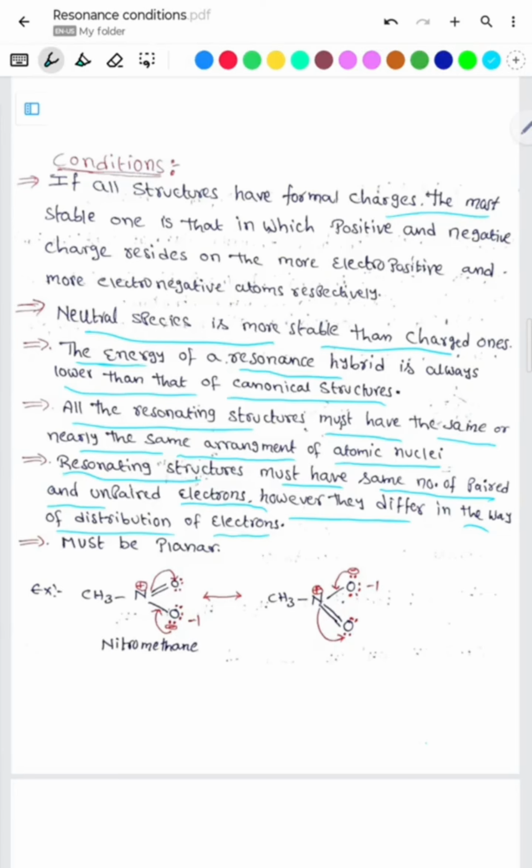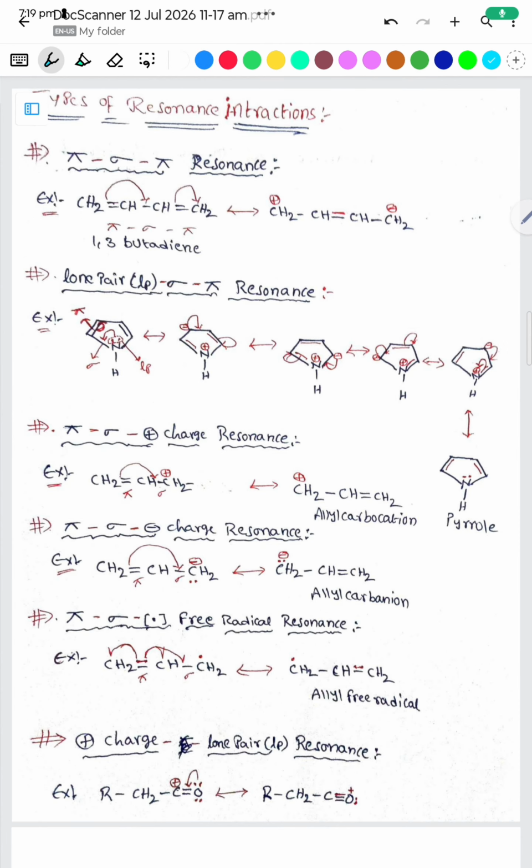It must be planar. It must satisfy the octet rule.